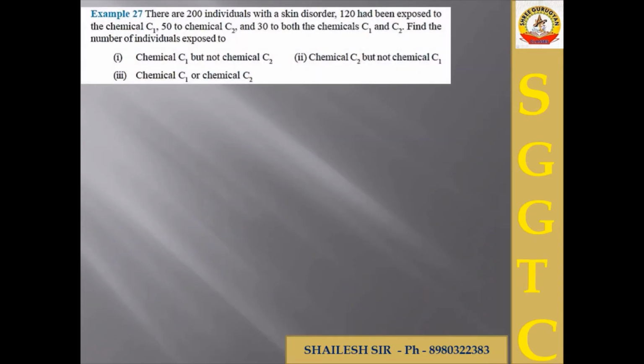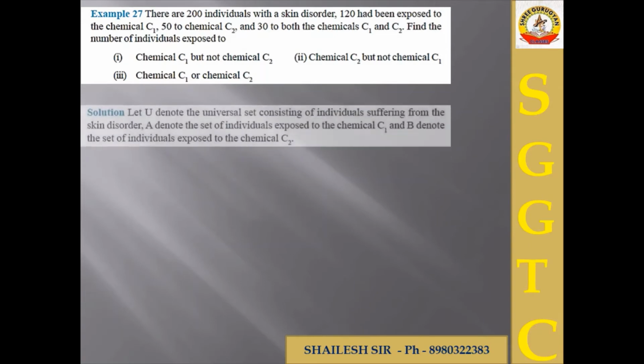In Example 27, there are 200 individuals with a skin disorder. 120 have been exposed to chemical C1, 50 to chemical C2, and 30 to both chemical C1 and C2. And our questions are there. First, chemical C1 but not chemical C2, which means students having only C1. Second, chemical C2 but not chemical C1, which means students having only C2. And third, chemical C1 or chemical C2.